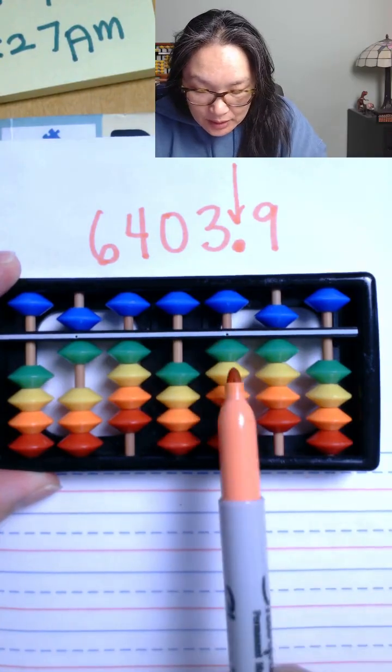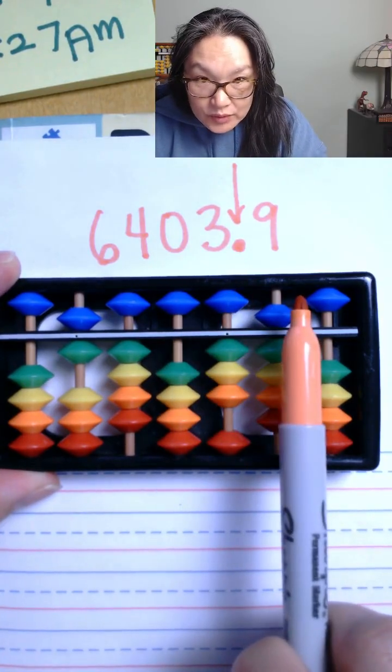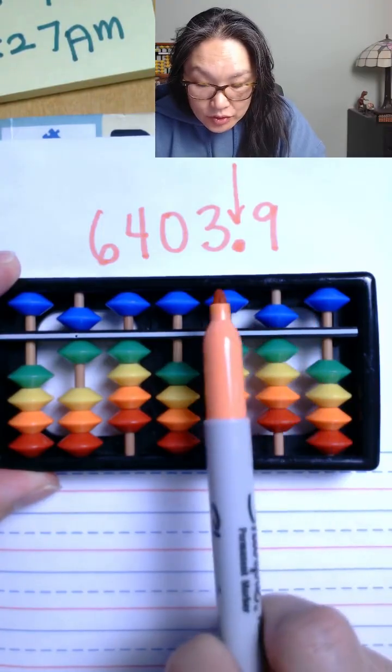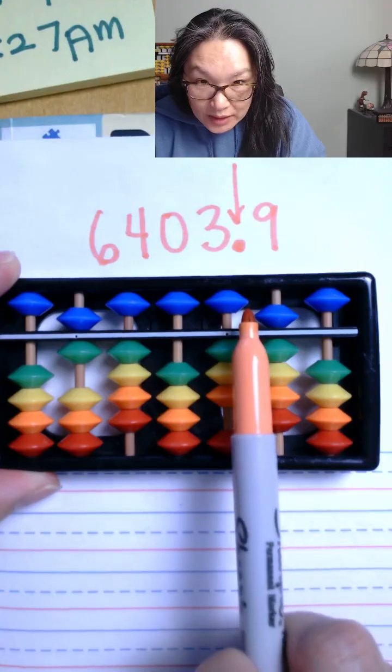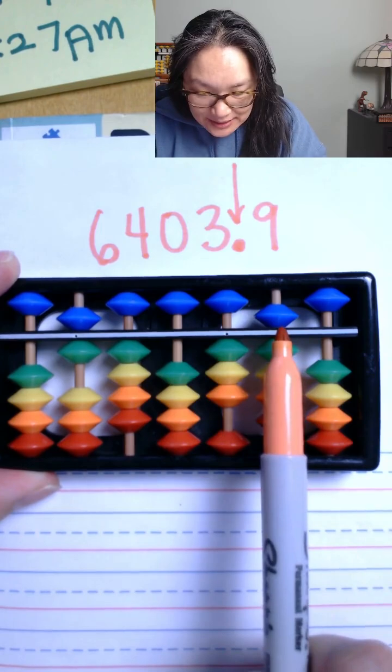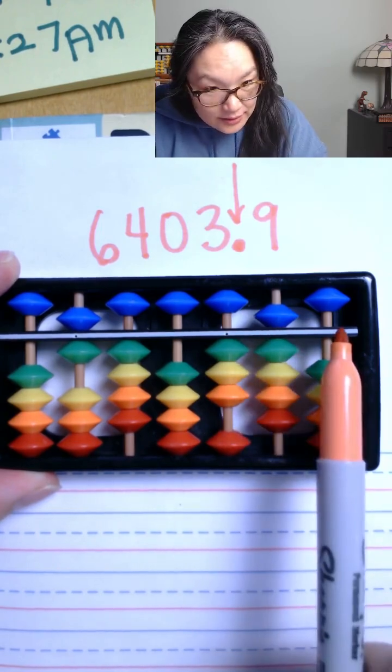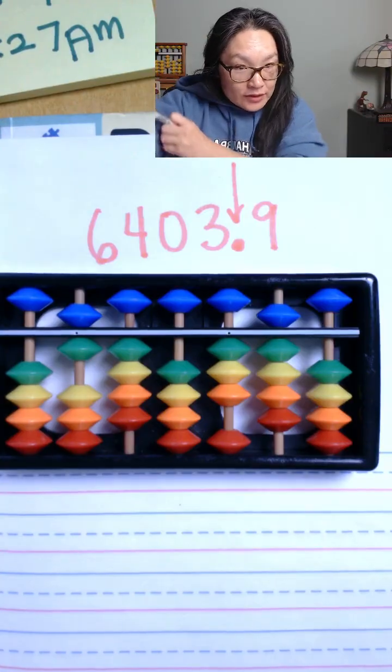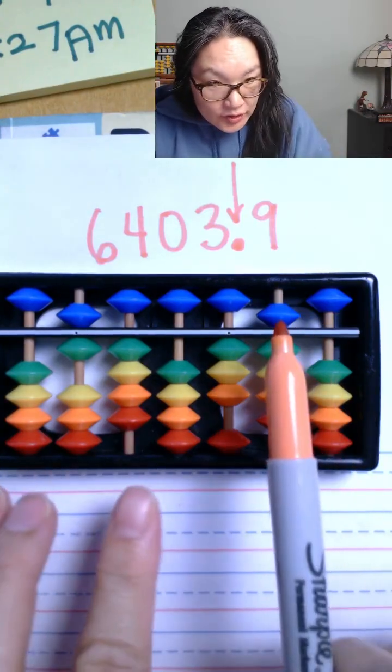So because this is the ones, anything after the ones would be the decimal. So this is where the decimal would lie, between the ones and the tenths, and then we have the hundredths. Make sense? Easy? So we're almost there.